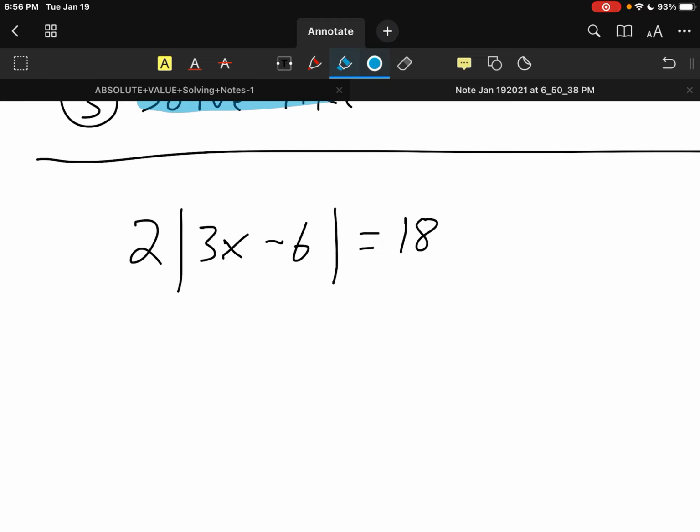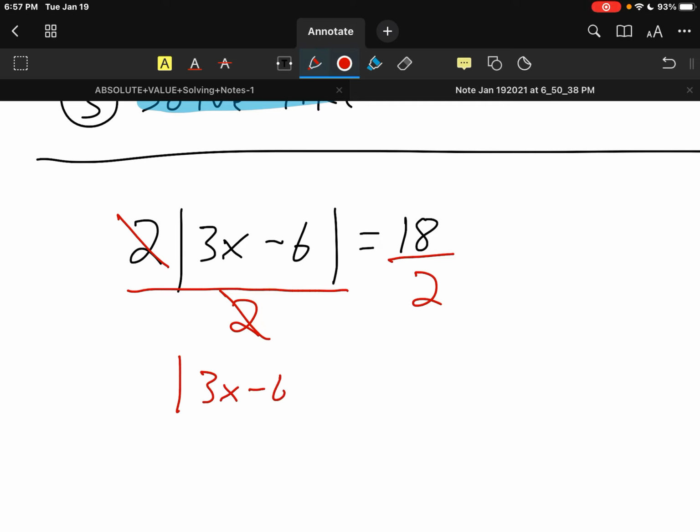Before we can separate and make two equations, we need to get the absolute value bars by themselves. So we've got to get rid of that 2. In order to do that, we're going to do the opposite of multiplication, which is divide. So we divide the entire side by 2, and we divide that side by 2. Whatever we do to one side, we do to the other, and it enables us to cancel that out. Then we have the absolute value of 3x minus 6 equals 18 divided by 2, which is 9.